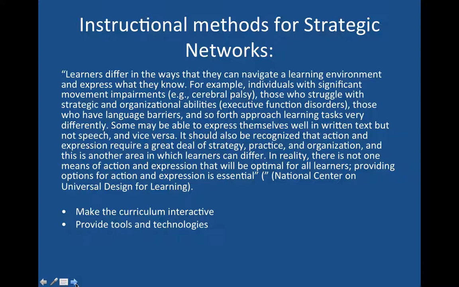So, how can we help? What are some specific strategies? Well, you can make the curriculum as interactive as possible, and you can provide a lot of different tools and technologies that help learners differ in how they express what they know. So it's not just the traditional assessment. It could be a problem-based unit, or a project-based unit. It could be something where they are given various ways of demonstrating how they learned that content.